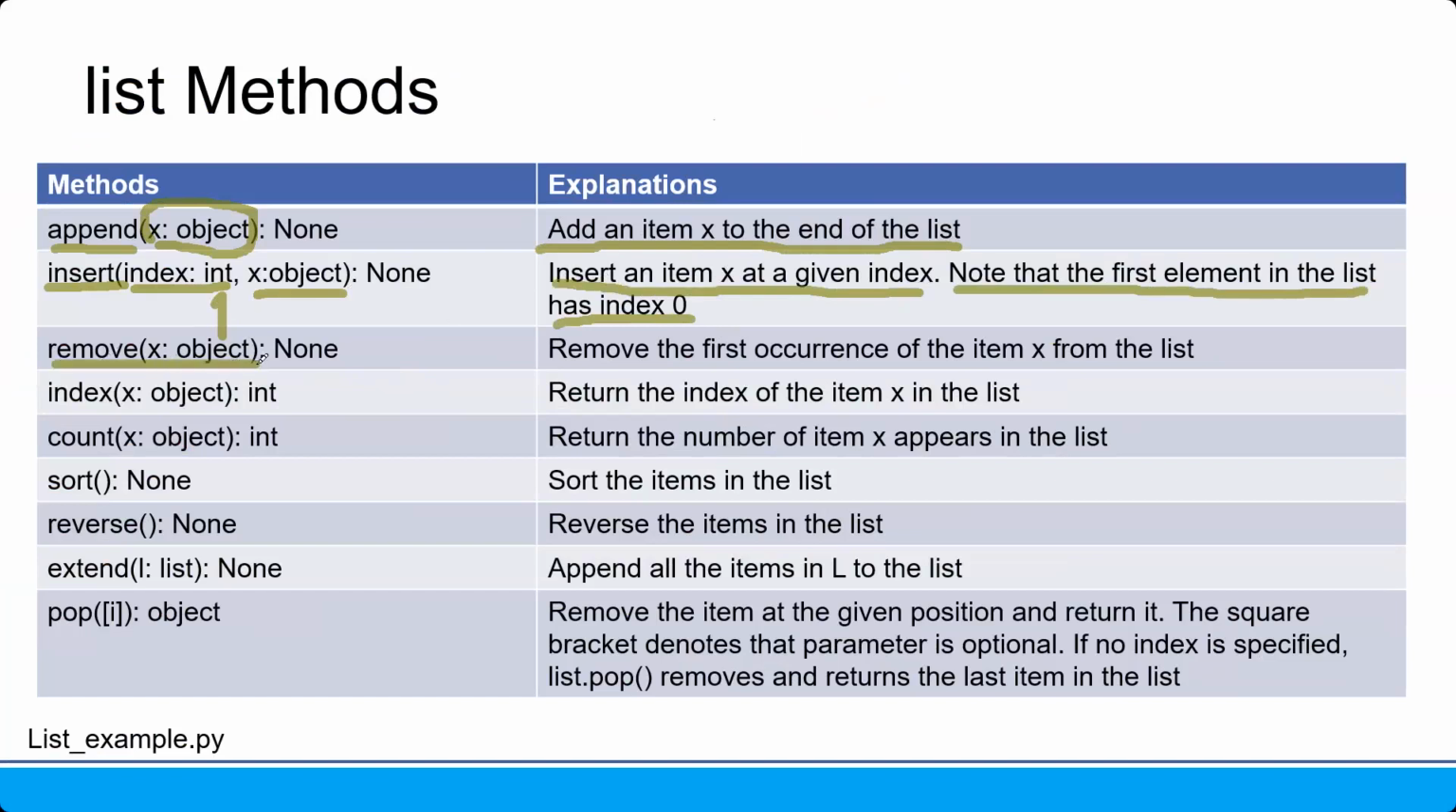Remove. It means we will remove the first occurrence of the item X from the list. Index. We will return the index of the item X in the list.